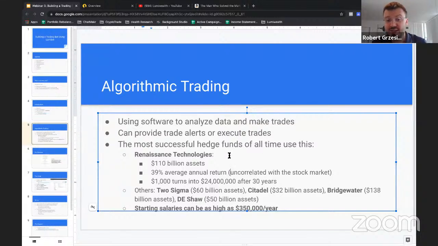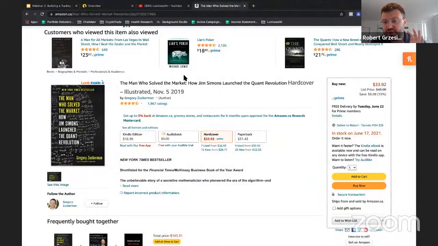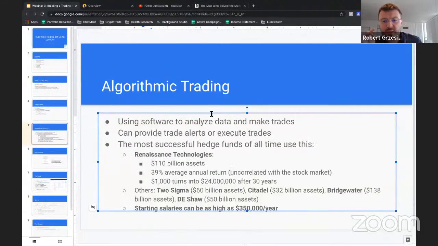That's Renaissance, right? But they're not the only ones that do this. And again, you should read this book. This is a very interesting book to read, and it'll tell you more about this. They're not the only ones though, right? They're not an outlier by any means.